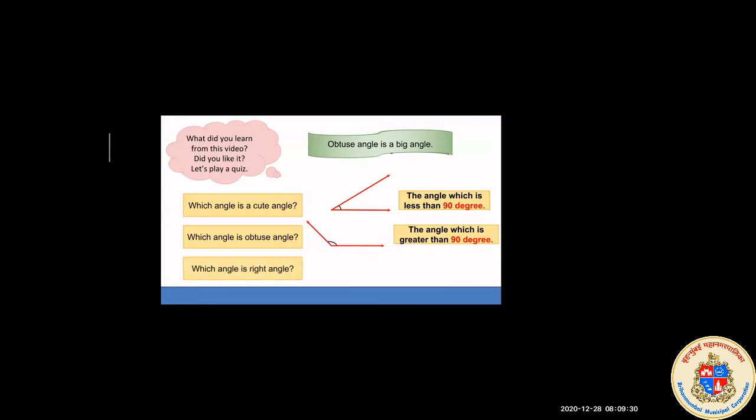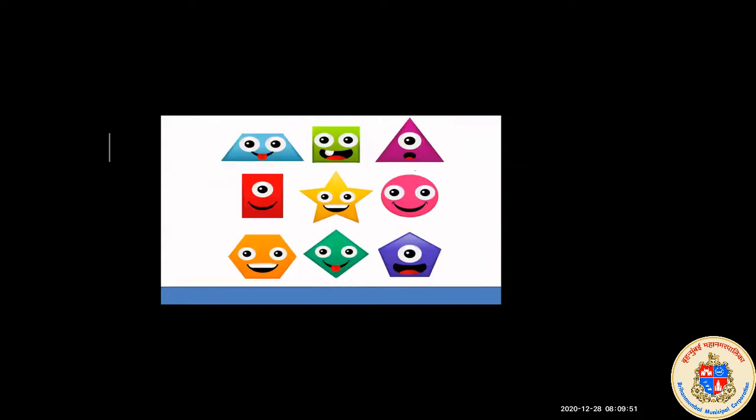Which angle is a right angle? What is right angle? Very good. The angle which is equal to exact 90 degree, we call it a right angle. It should be exact 90 degree. Right angle is a perfect angle because it's always right.